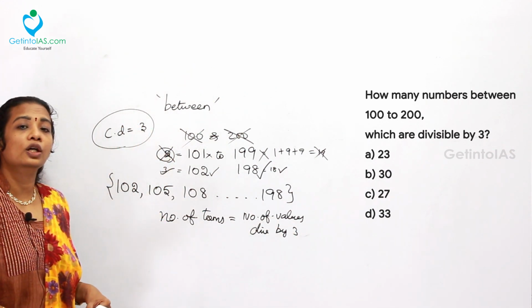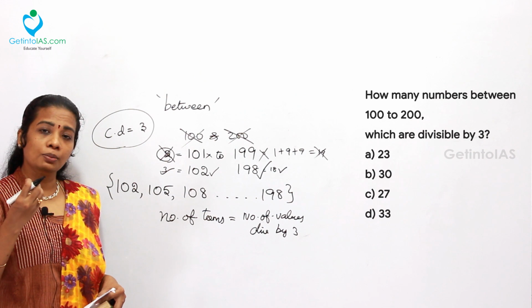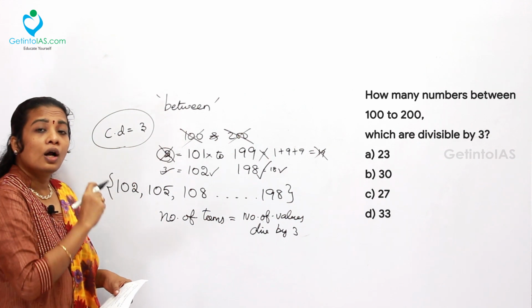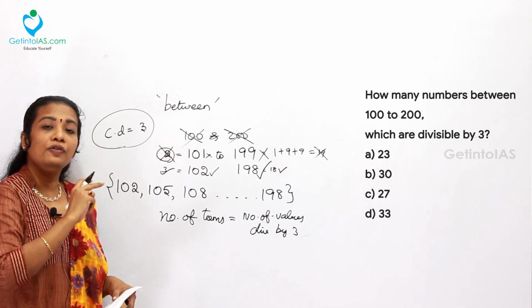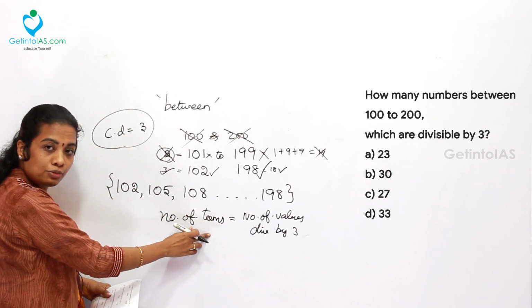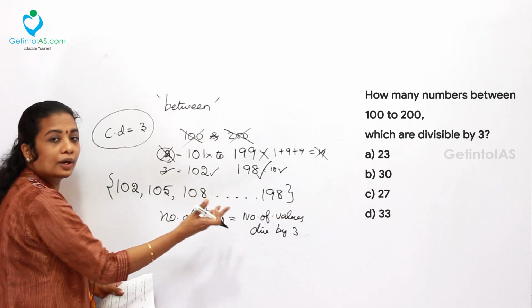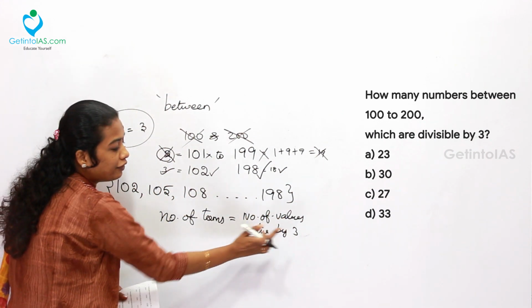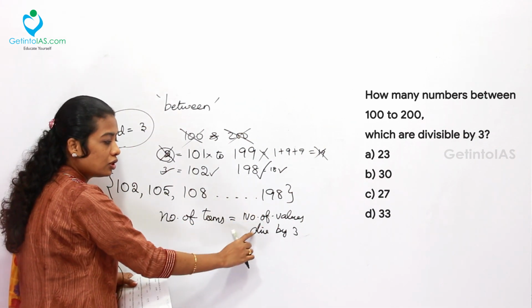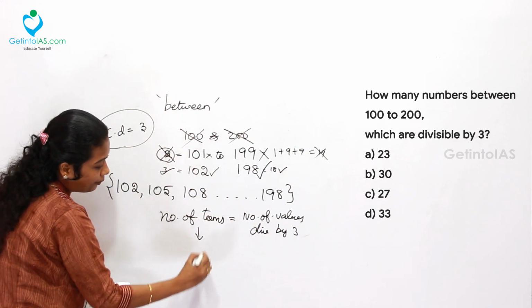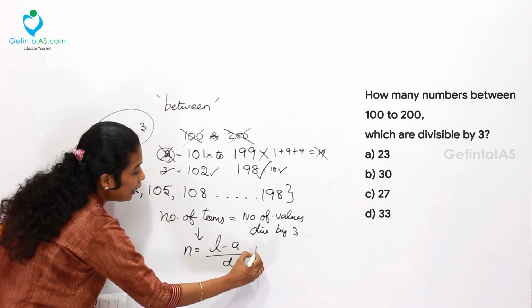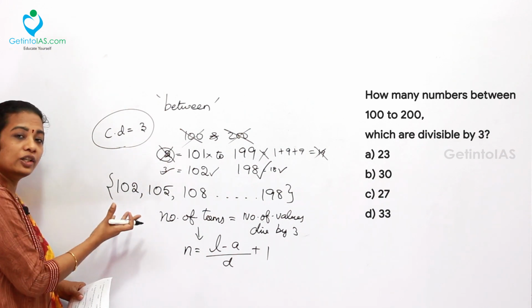Whenever you come across these kinds of questions, such as divisibility by 6, 8 and all, where they give a range, how many 3-digit numbers, how many between 100 to 200, how many between 1 to 1000, simply keep in mind: number of terms equals number of values divisible by 3 or whatever the number. Here 3 is given, so I have taken this. Now number of terms. So what is the usual formula? N is equal to (L minus A) by D plus 1. Simply you can take this and count the N, that's all.